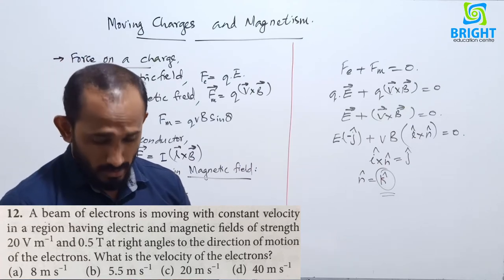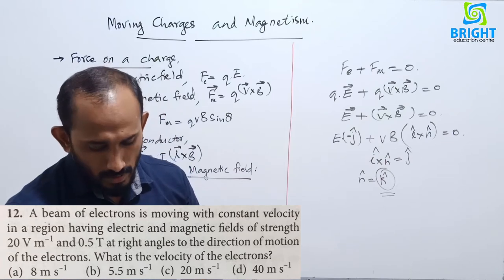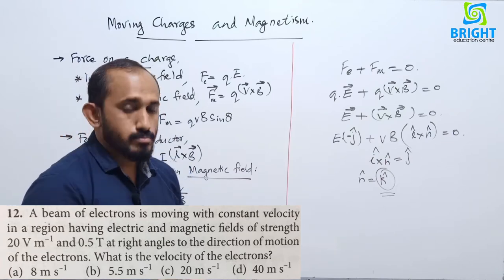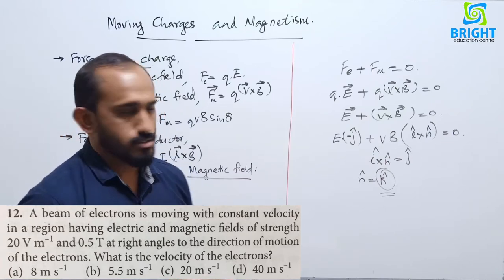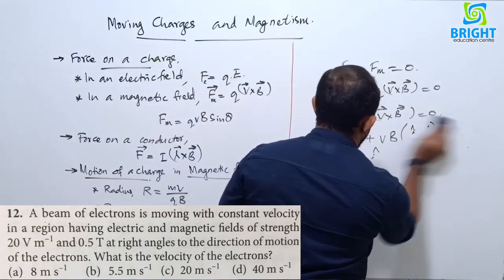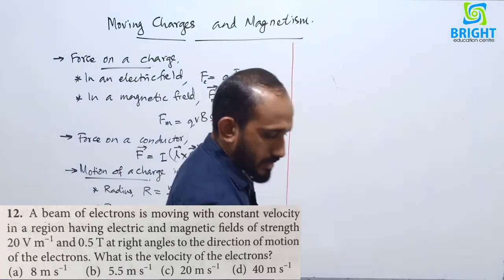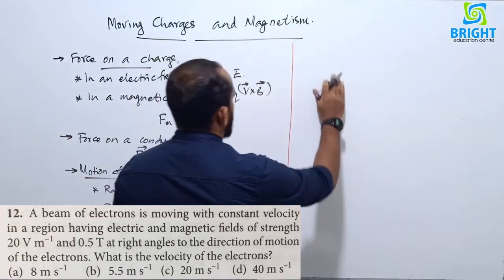Electric and magnetic field vectors. So two concepts, both magnitudes are given, and it says the particle is moving with a constant velocity. Constant velocity means there is no deflection, or the net force is equal to zero. The particle is not accelerated. So the net force should be equal to zero.